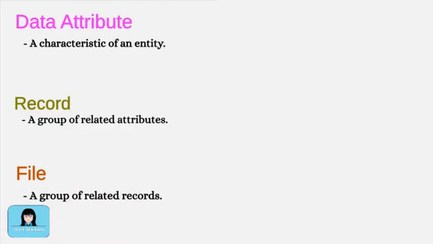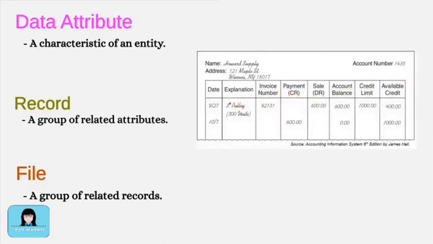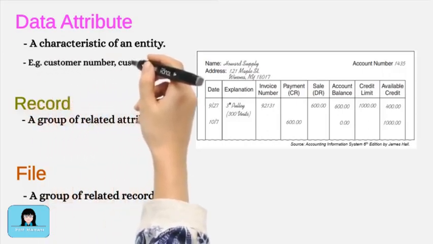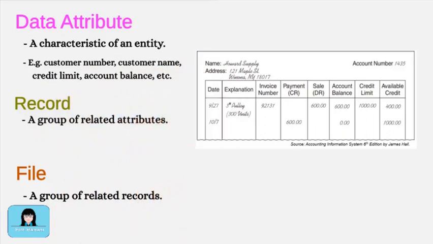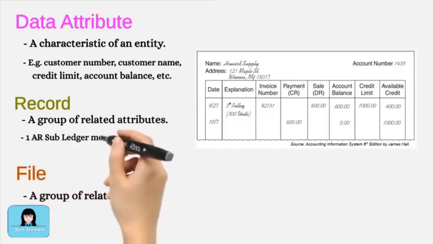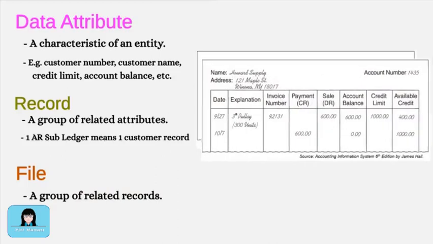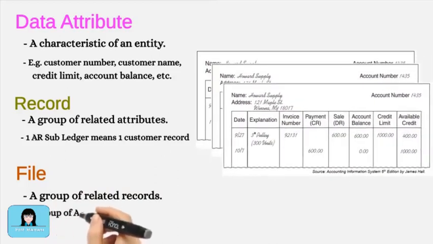For better understanding, let's use accounts receivable as an entity about which a firm captures data. The AR subsidiary ledger represents the accounts receivable. The AR subsidiary ledger has the following attributes: customer number, customer name, address, credit limit, and account balance. These attributes make up the AR subsidiary ledger. One AR subsidiary ledger represents one customer record. When AR subsidiary ledgers are grouped together, it forms a file.